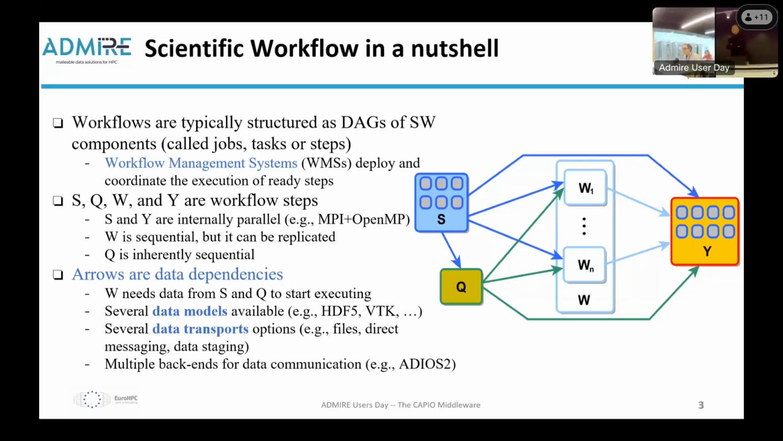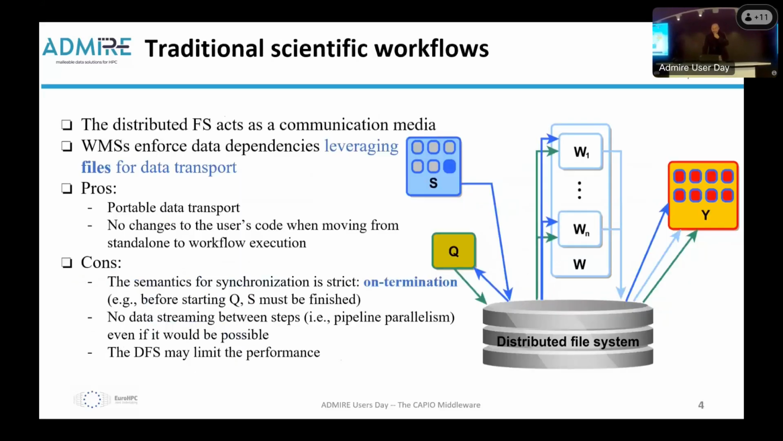The edges also describe data models and data transport. These data need to be moved and they have a shape, a format, and so we talk about data models and data transport. Data transport could be files or could be direct messaging between modules.